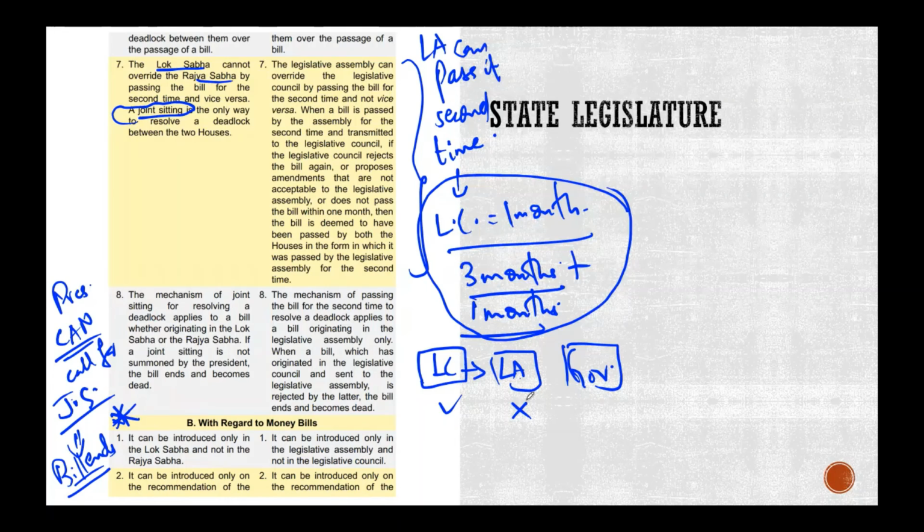What happens now is that even if the Legislative Council has passed it, it does not matter. If the Legislative Assembly rejects something that has originated in the Legislative Council, the bill ends and is considered dead.